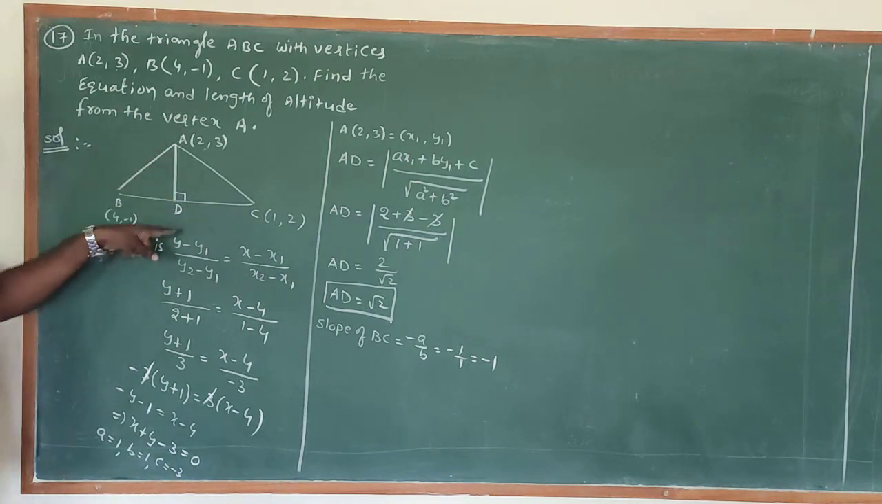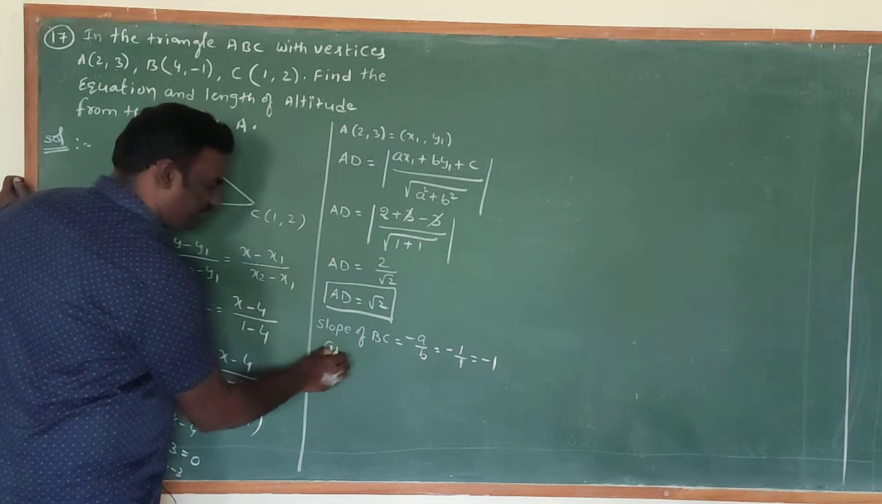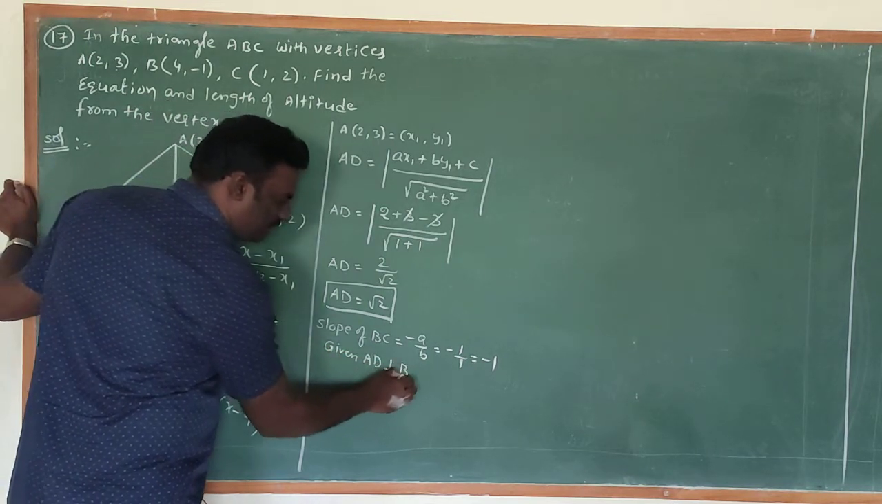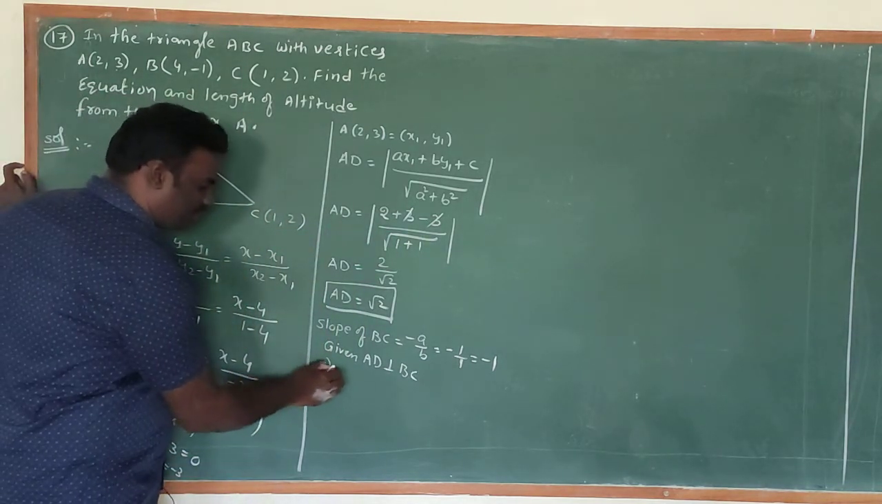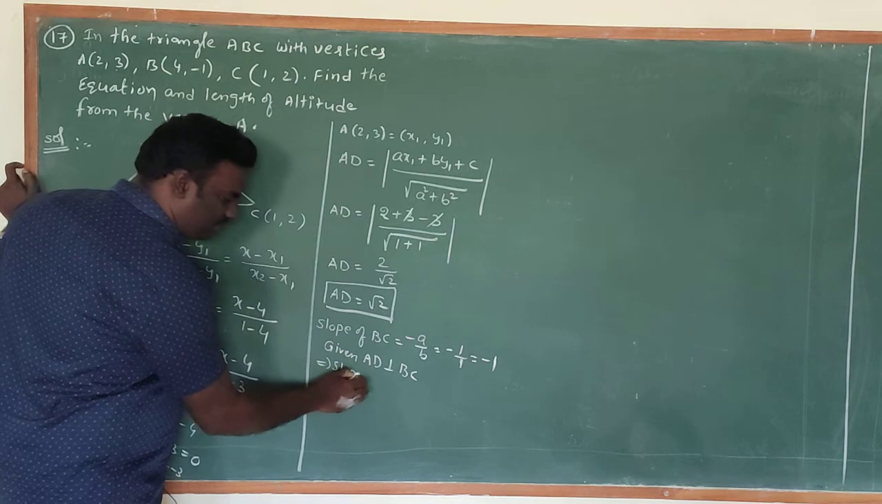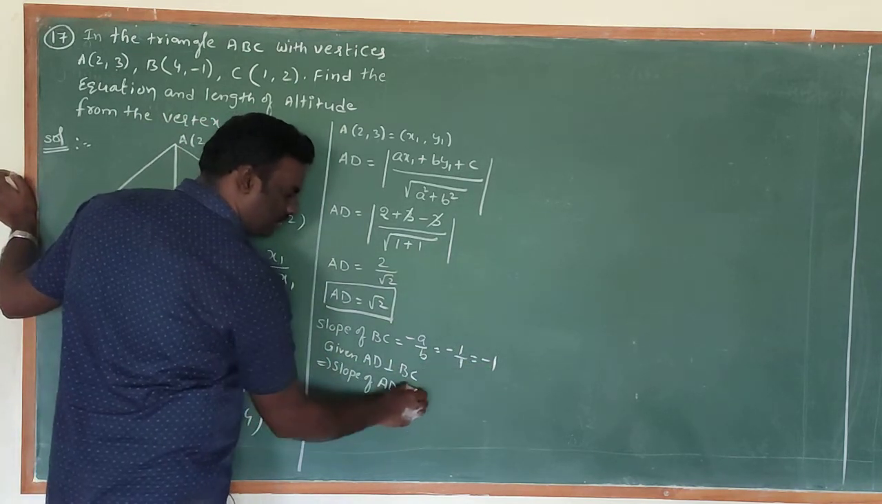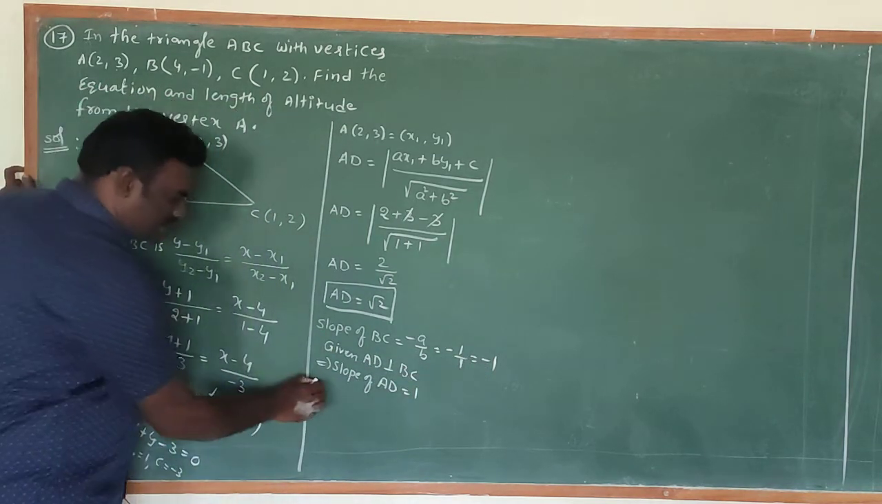But AD is perpendicular to BC. Given AD is perpendicular to BC. That implies slope of AD: take the reciprocal and change the sign. What is reciprocal of 1? 1. And here minus symbol is there, here plus symbol we will get. This is m.